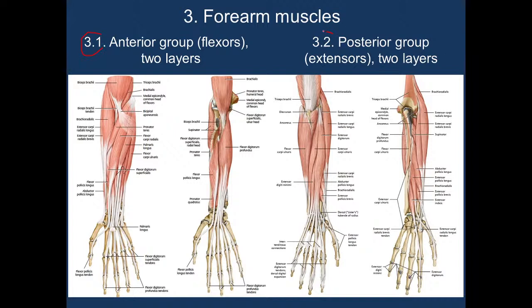Anterior forearm muscles consist of anterior and posterior groups. Each group has two layers. The superficial layer is visible here, but also the deep layer. These deep layer muscles are illustrated in this picture. The posterior group also has a superficial layer here and a deep layer as well.